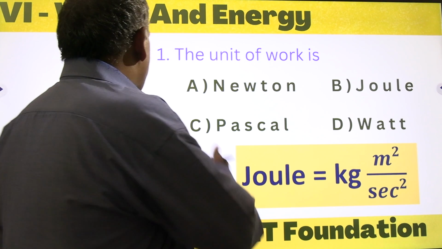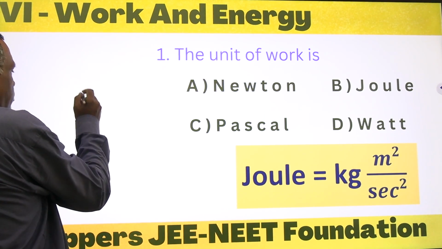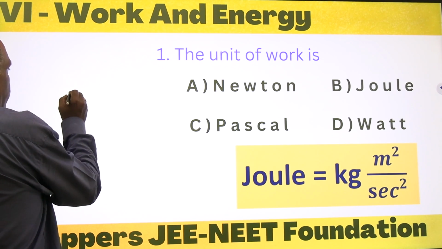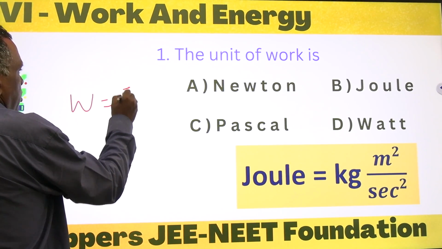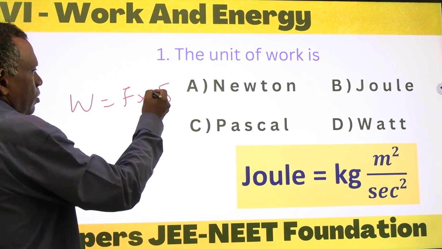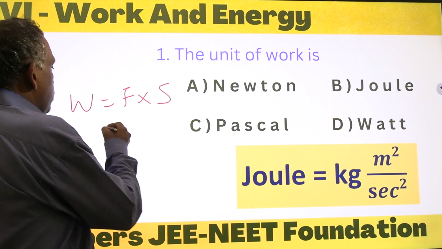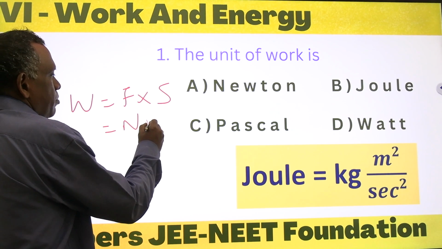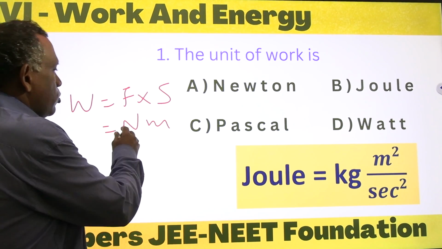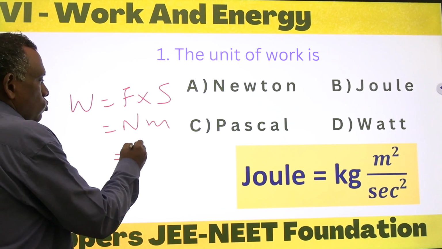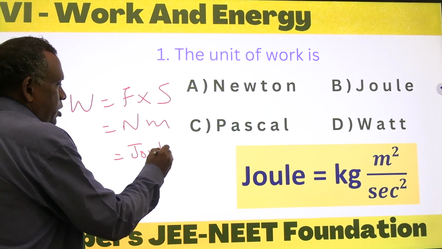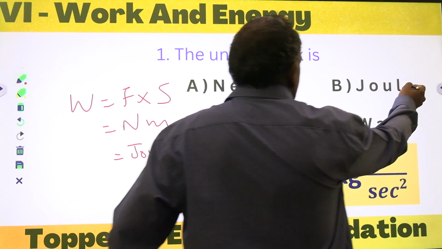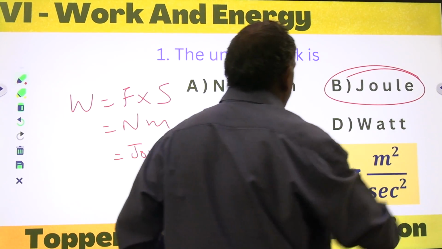Work is nothing but force into displacement. Force units are newtons, displacement units are meters. So Newton meter is nothing but joule. So joule is the unit here. The unit of work is joules.